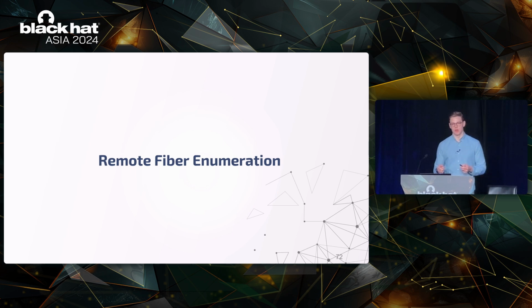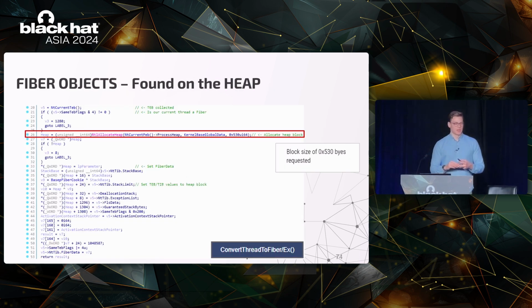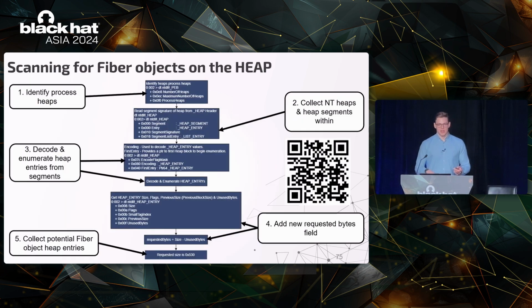So how do we remotely enumerate fibers? Well, first we identify threads using fibers, using that same TEB flag field from earlier. So we take a snapshot of all the currently running threads, and we interrogate that field. We see if that fourth bit is set. If it's set, we can say, hey, this is currently running a fiber. To pick out the dormant fibers, we want to look inside the APIs that create fiber objects, and we can see that there's consistency. They always use a requested block size, a heap block size of 530 hexadecimal bytes. So we take that, and then we remotely enumerate each heap block entry in a target process. And we do that using the following steps.